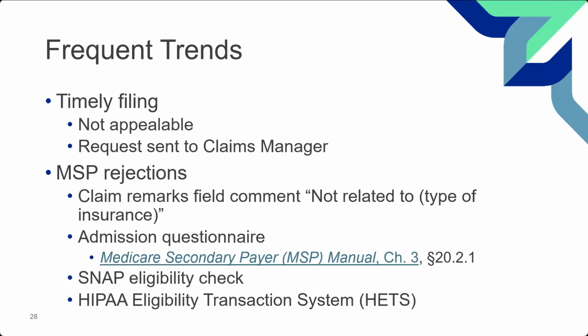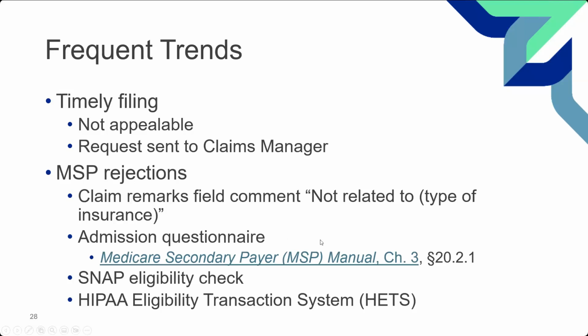There are steps that can be taken in hopes of avoiding a rejection altogether and eliminate additional work. If the beneficiary has a workers' compensation, liability, or no-fault insurance, and the services do not pertain to the diagnosis shown on the MSP record, you can add a comment in the remarks or narrative field on the claim. And for UB04s, we have an example here.